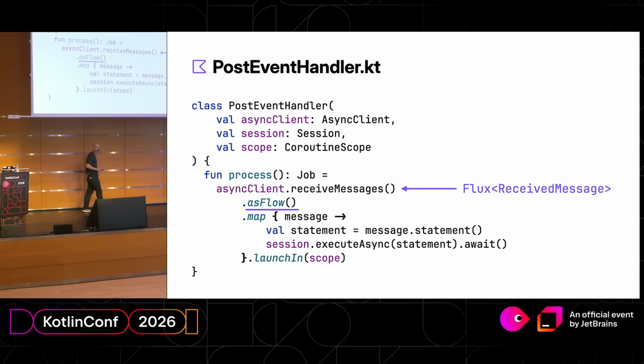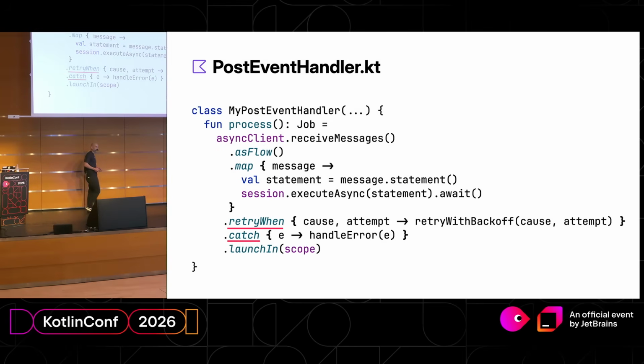The async client returns a Flux of received messages, which we convert to a Flow, and that gives us the guarantee that everything Project Reactor does, like back pressure, is maintained. And inside of our make function, I'm using executeAsync, which returns a CompletionStage, and I can simply await that. And this guarantees, through Kotlin Coroutines, that the session can back pressure the messages that we're receiving from our async client. We then simply launch this into the scope.